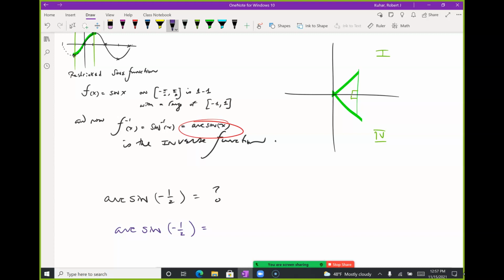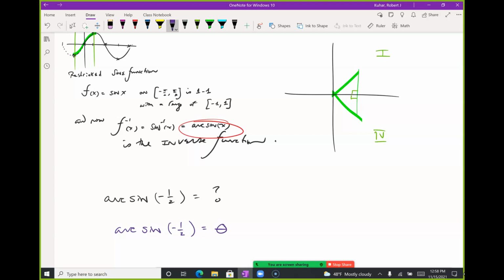Say it again. So it's not a function. I want a variable, not x. It could be x, but I want a different one because of where I'm going. I want theta. Theta. So if you think about it, the input of a trig function is an angle. The output of an inverse trig function is an angle, right?